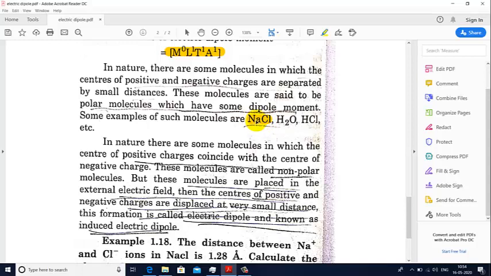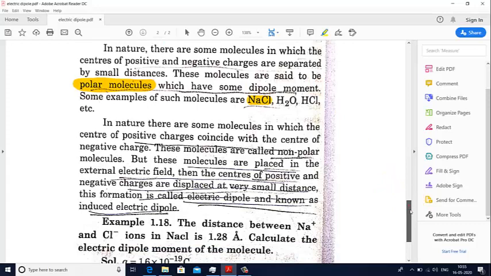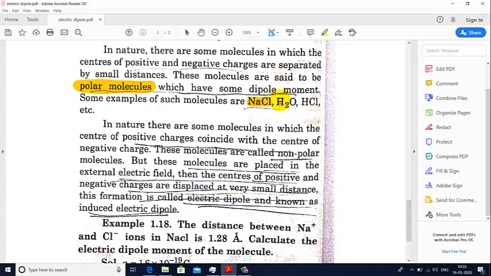Sodium is positively charged and chlorine is negatively charged. If we take the ion form of this, then both the atoms of Na and Cl are separated by a very small distance. When the NaCl atoms form a molecule, these are separated by a very small distance. Na is positively charged and Cl is negatively charged, so this can be considered as an electric dipole. These molecules are also known as polar molecules. Molecules having an electric dipole moment are known as polar molecules, and there is a particular value of dipole moment for such molecules. Even water is a polar molecule. It also has a dipole moment.